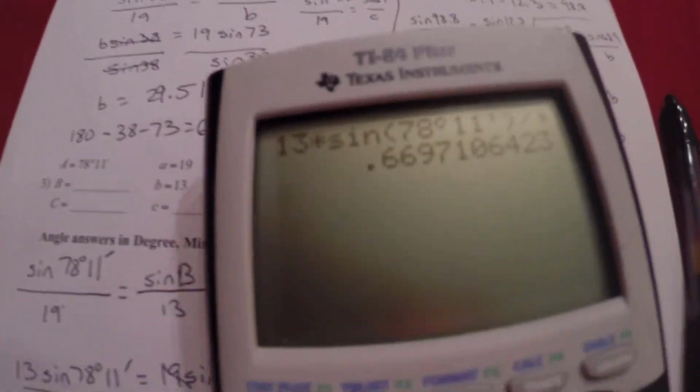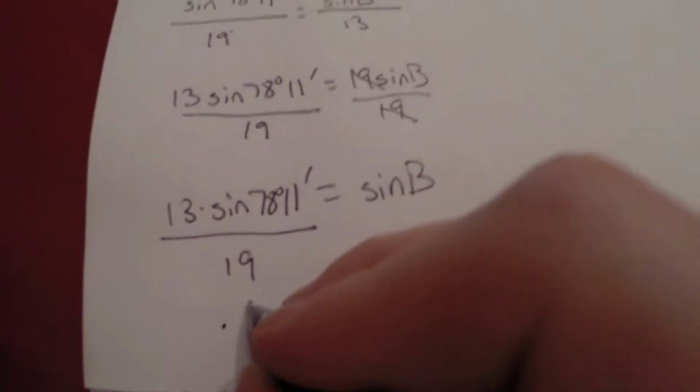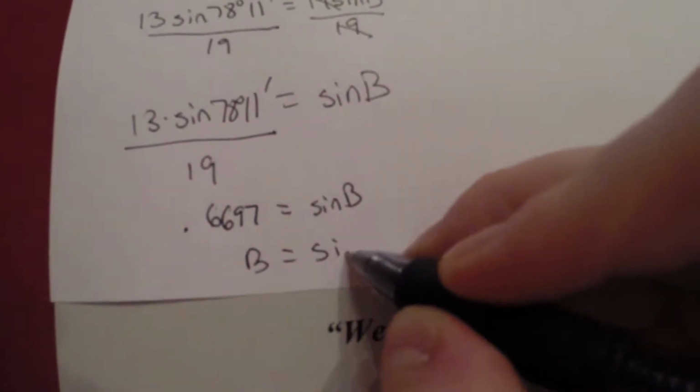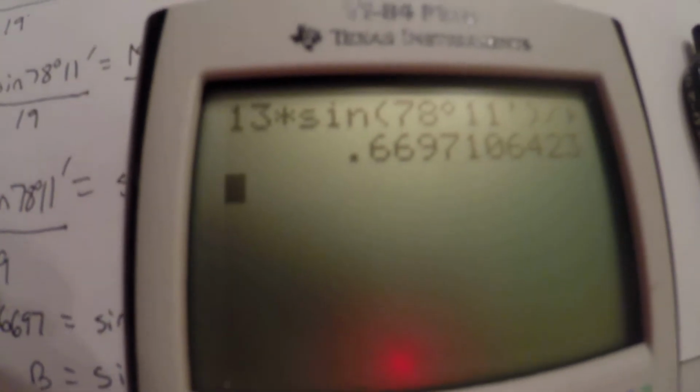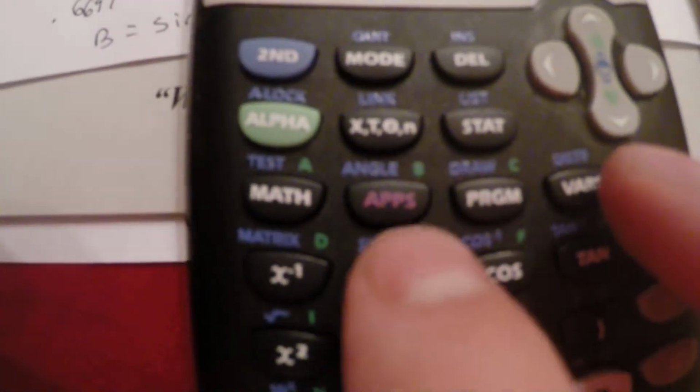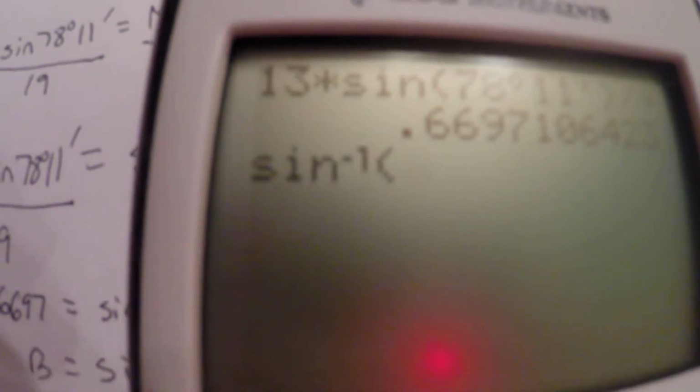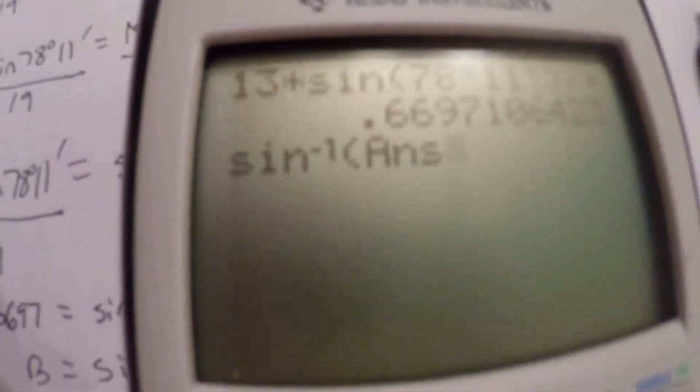And I get 0.6697. So I'm going to write that down. Sine B is 0.6697. All right, what do I do from here? Well, this is not my answer. Don't put this down as the answer. You have sine B, so you have to get what B is equal to. To do that, you do the inverse, which is a fancy way of just hitting second sine. You'll get this little notation here, and you just type it in. To be as precise as possible, I hit second sine inverse, enter.